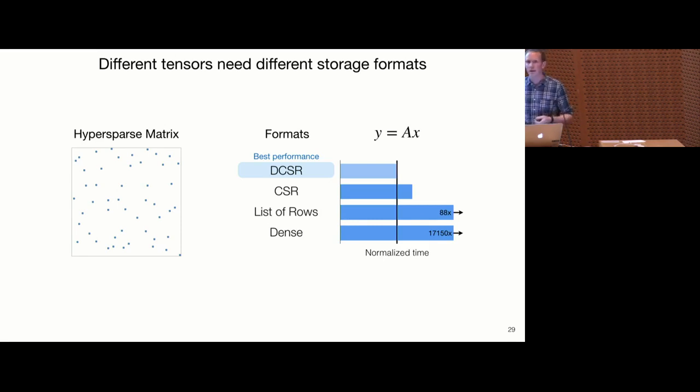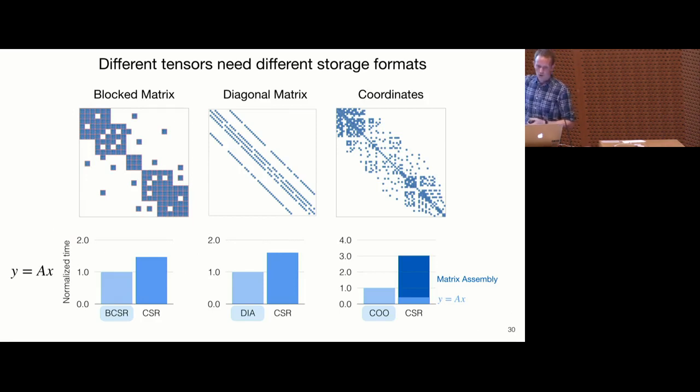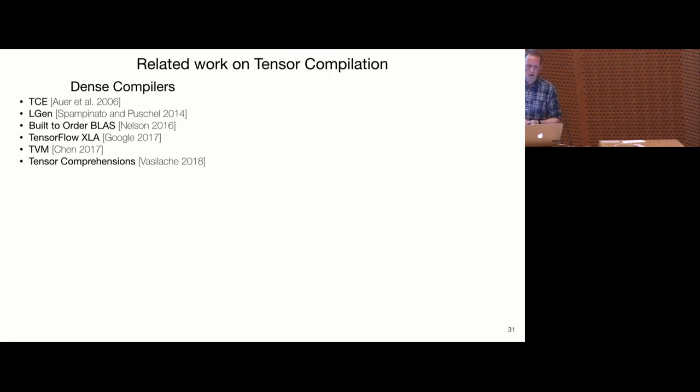So what we like to say is that the code should shape to the data so that the data can remain at rest. And here are some other more sophisticated matrices that require more sophisticated formats, and we can generate code for these different formats. There are many, many formats out there, 50 matrix formats, and more than that, tensor formats. So that's our compiler, and I'm going to talk a little bit about what other people have done before.